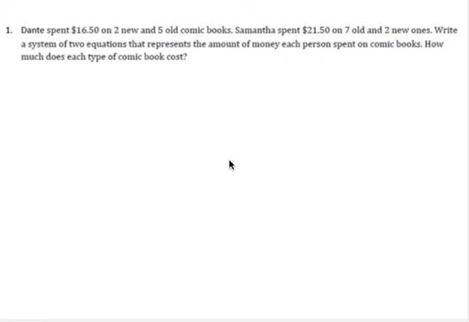Today I'm going to be doing the Unit 2 Quiz 3 review. So I'm going to be talking this over to help you prepare for that quiz that you are going to take. So let's take a look at that first word problem.